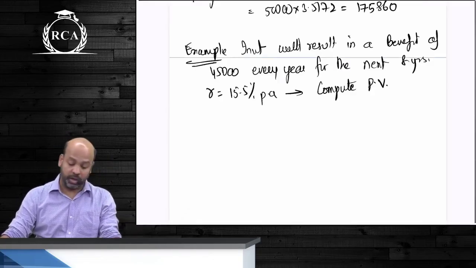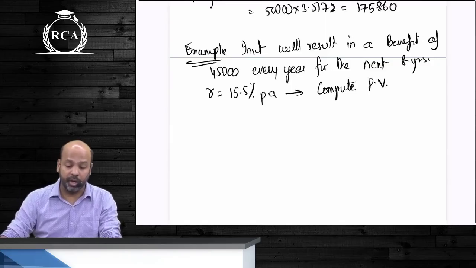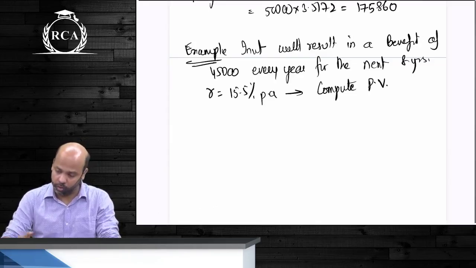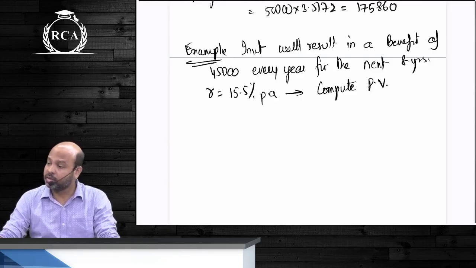Some investment will give us a benefit of 45,000 rupees every year for the next 8 years. The rate of interest is 15.5%. You're supposed to arrive at the present value of this annuity. हो गया? लिख लो question, लिख लो notebook में.